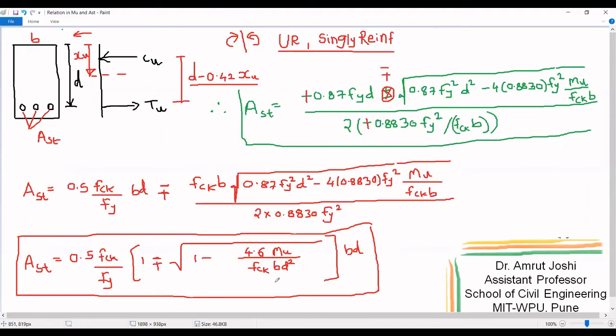We have to be very careful about the units. So let us have a look quickly. Let us quickly have a look at unit of each of the ratios involved in this term.